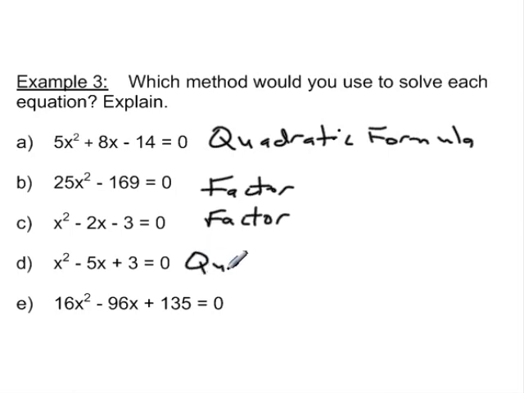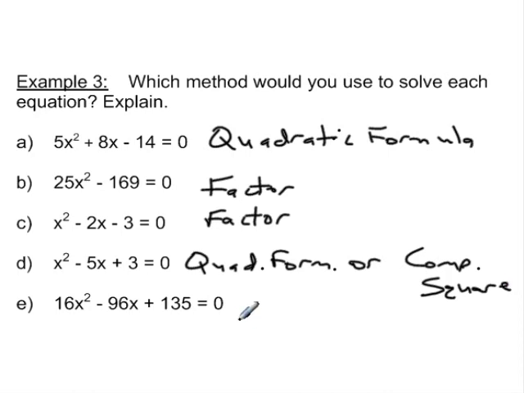You've got the quadratic formula or completing the square. So you've got two different ways there. All right, and on this last one, I would say that this is not easily factored. 16, 96, and 135 don't share very good common factors, and it just wouldn't work out very well to do other methods. Because it's not factored easily and the numbers are large, I would say use the quadratic formula.